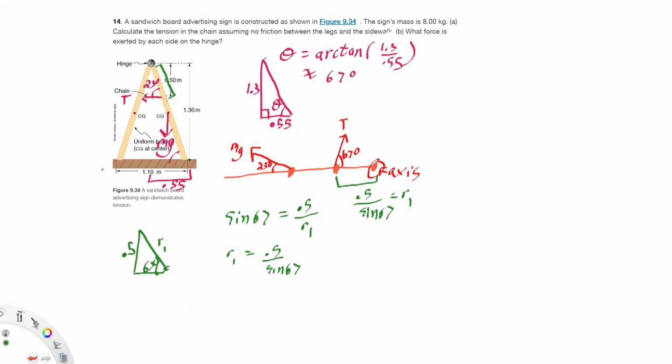For the weight, we're going to do a very similar thing. Same angle, except the height that we've gone down is half the total height. So it is 0.65.